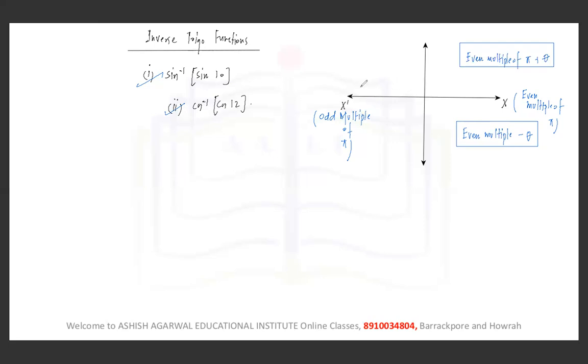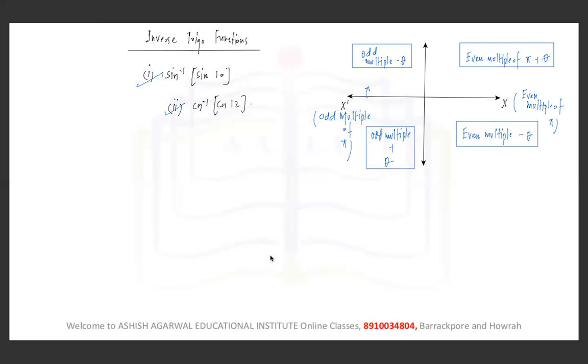Similarly, if we talk about the odd multiple, if we do odd multiple of pi minus theta, then we get the second quadrant. So it is basically odd multiple minus theta, that is the second quadrant. And if it is odd multiple plus theta, it is the third quadrant.